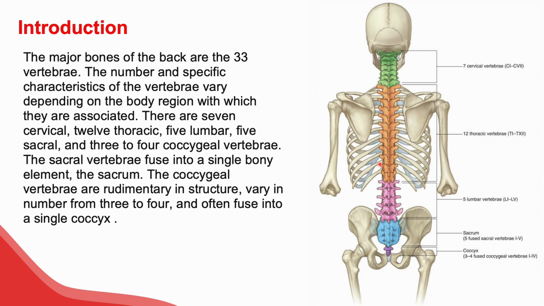Altogether, in the vertebral column, we have 33 vertebrae. And each segment of the vertebral column has specific characteristics to its vertebrae, which makes it different from the other vertebrae, and we will be discussing these differences in this lecture.